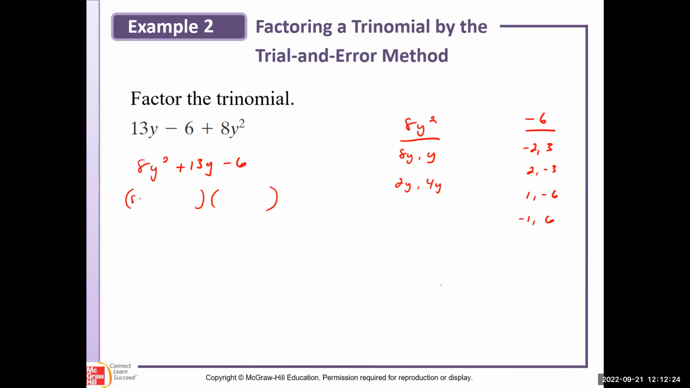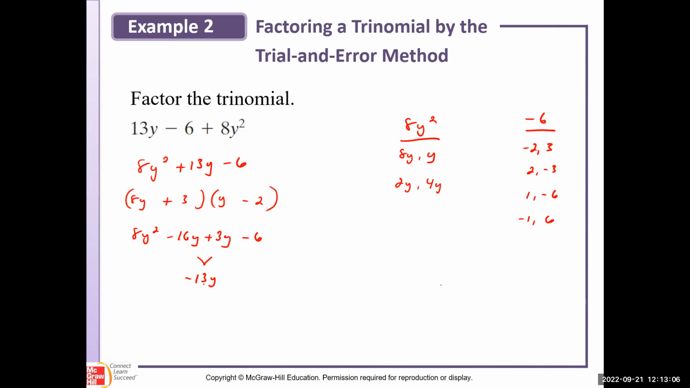So I'm going to do 8y and y, and now I'm going to do the 3 and the negative 2. Remember, I wouldn't pair the 2 with the 8 because then I can still factor out a 2. Now I'm going to multiply these out to see if I can get to the 13. 8y and y is 8y squared. 8y and negative 2 is negative 16y. 3 and y is 3y. And 3 times negative 2 is negative 6. Here I'll end up with negative 13y, so that's not the sign that I want. I want a positive 13y.